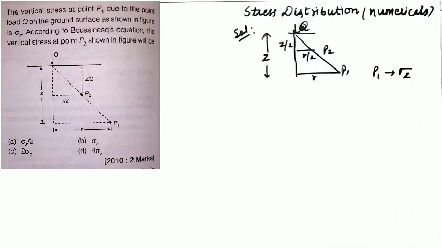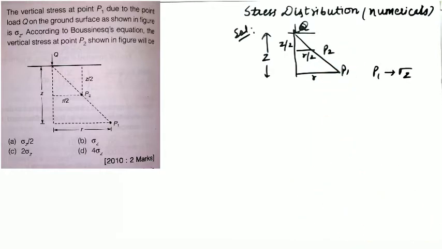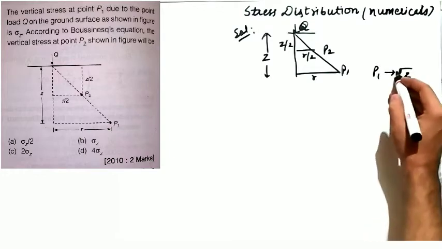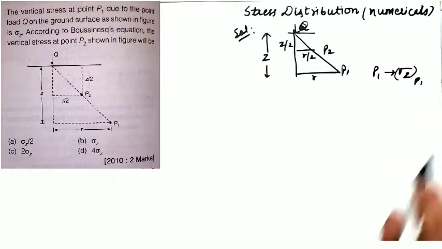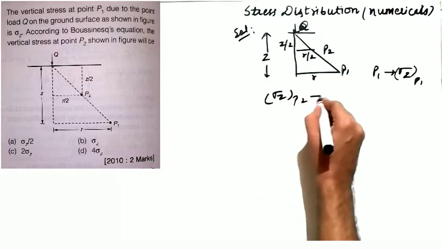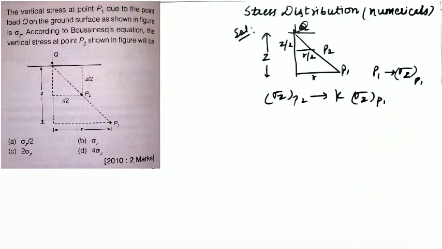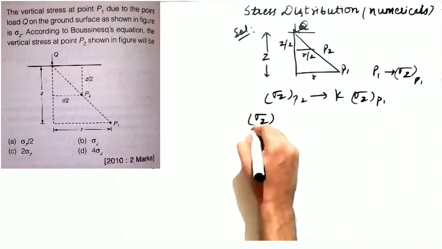Now according to Boussinesq's equation, the vertical stress at P2 will be, so you are required to calculate the stress at this point P2 with respect to this point. That means you have to calculate the ratio. So let me write this sigma Z as sigma Z P1. You have to calculate sigma Z P2 in terms of sigma Z P1. That means it will be a ratio type question. So let us first calculate what is sigma Z P1.